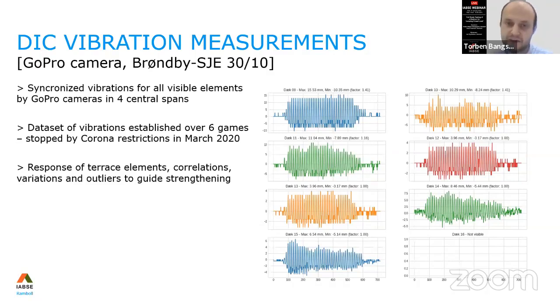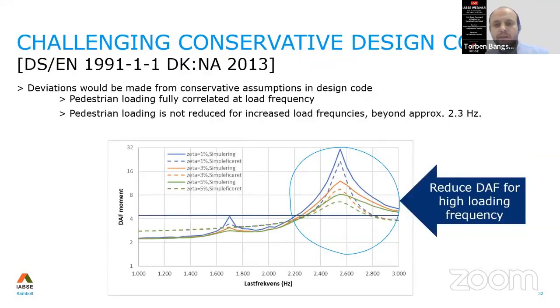And after that, the football was continued without supporters, obviously. The issue with the design code was that we have to assume that the loading takes place up to 3 hertz, that people are able to jump up to 3 hertz, and as said, it's assuming that people jump equally high and equally well correlated at high frequencies, and that doesn't seem to be the case. People in football, with supporter songs, are jumping at something between 1.7 and 2 hertz.